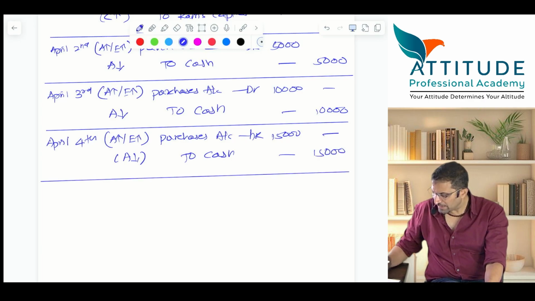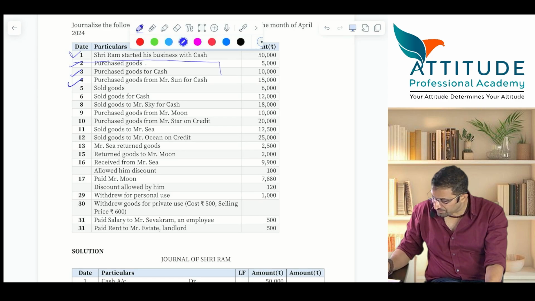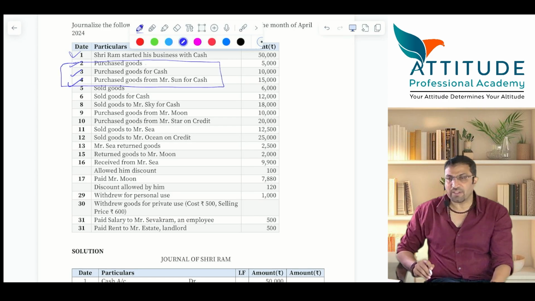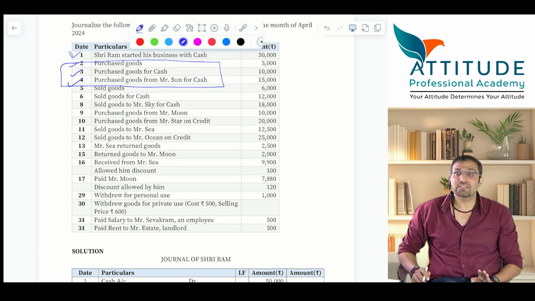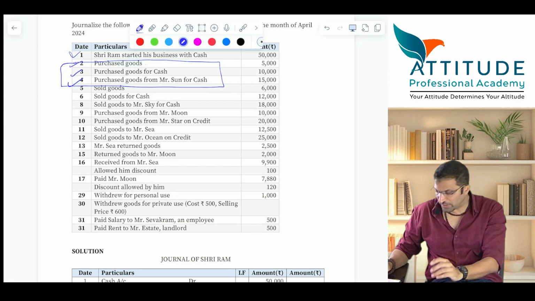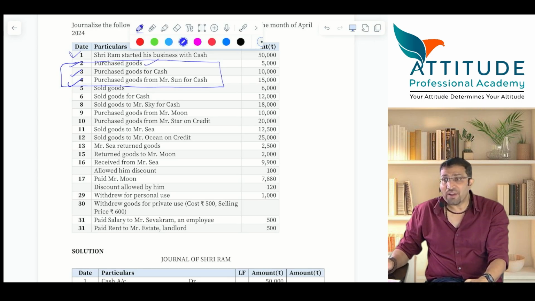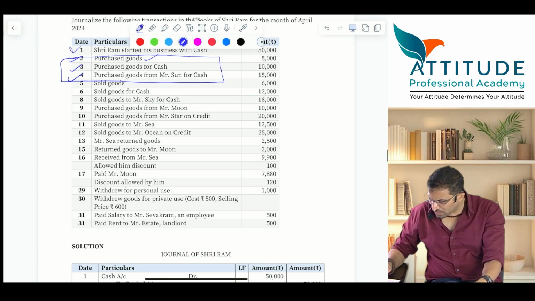Any difficulty? Come down to the fifth one. Before that, you tell me, these three entries we have done are all cash entries. Correct? So for academic purposes, if they give you only goods purchased, you have to assume it is for cash. If they say goods purchased for cash, it is clearly given for cash. And here also, goods purchased from Mr. Sun for cash, it is clearly given. Only in the first case it is not given whether it is cash or credit. If the name is not given, then it is cash. Is that clear? Similarly, tell me, goods sold.